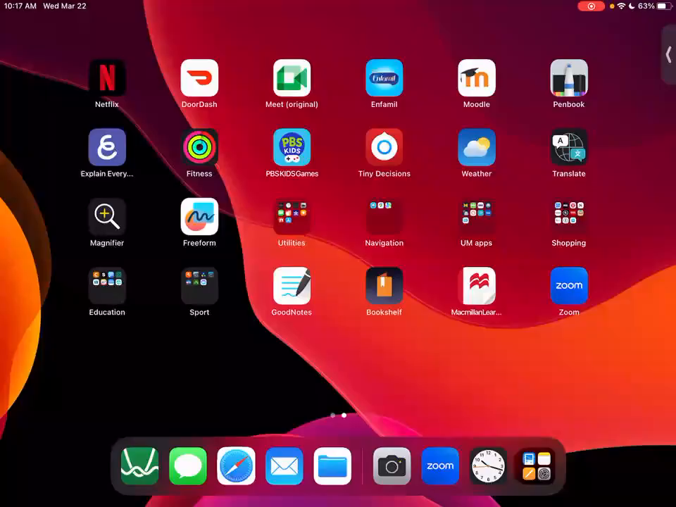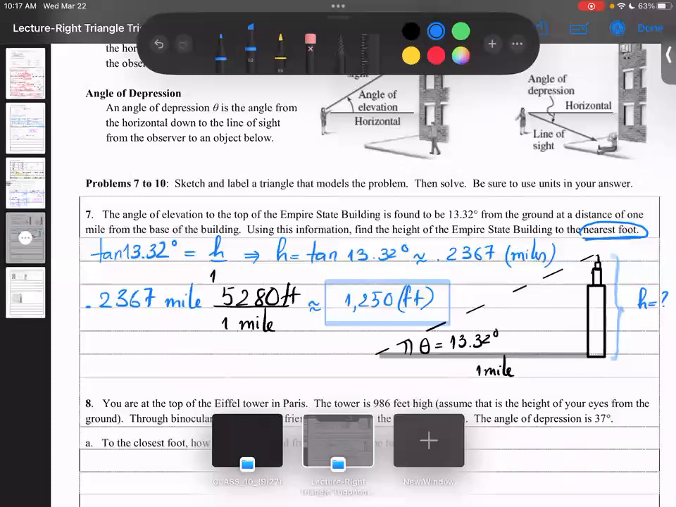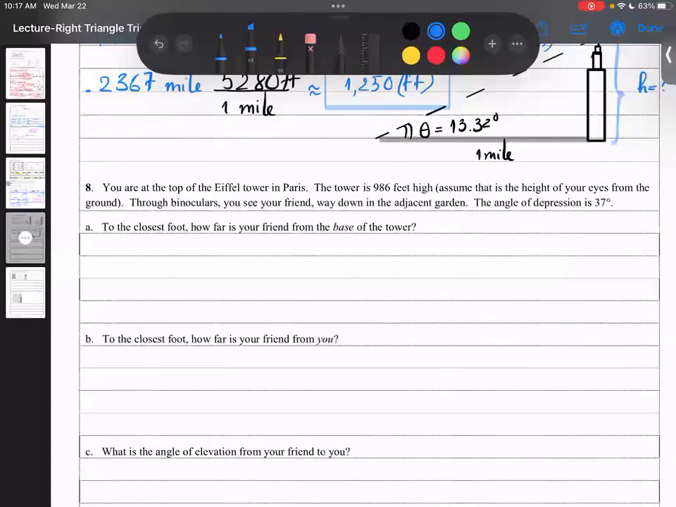Number 8. You are on top of the Eiffel Tower in Paris. That's how French people say it, right? Paris. The tower is 986 feet. Let me draw the tower now.